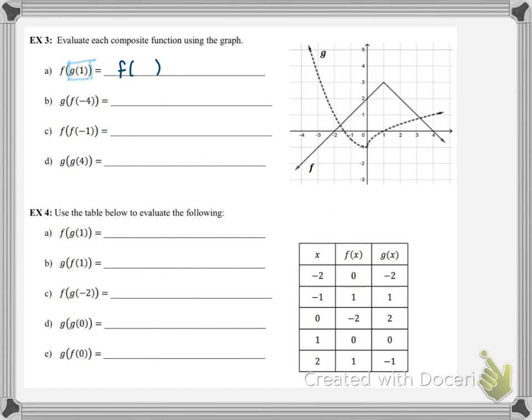So I find an x value of 1, the y value of the point on g is 0. And now my second step is to figure out what f of 0 is. So I find an x value of 0. The point on the graph of f has a y value of 2. So f of 0 is 2.